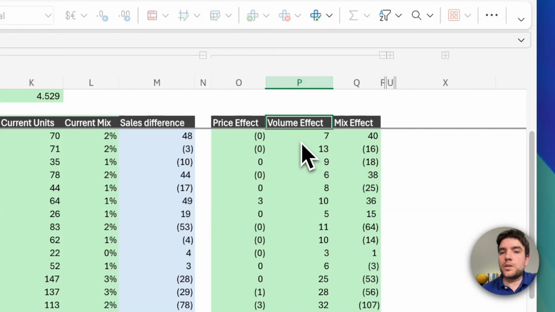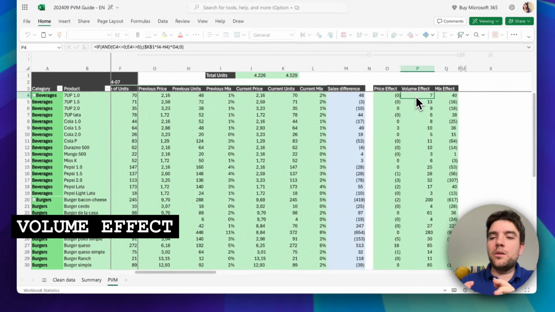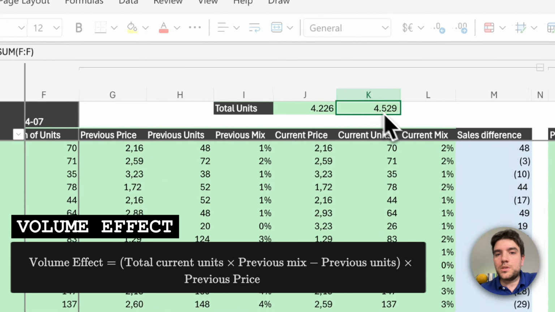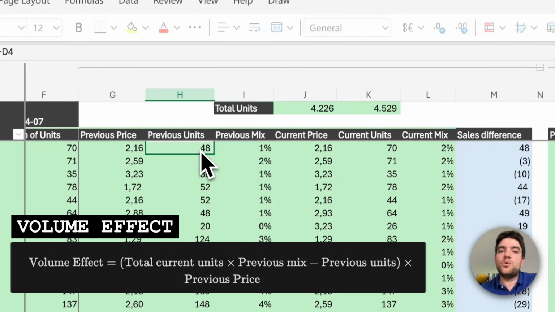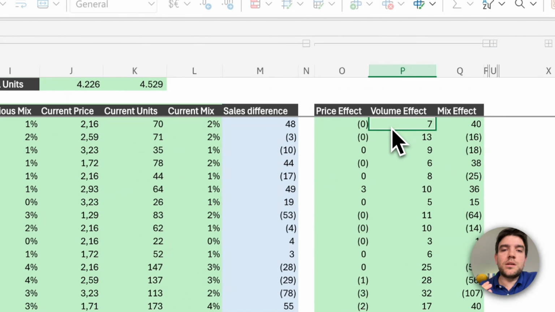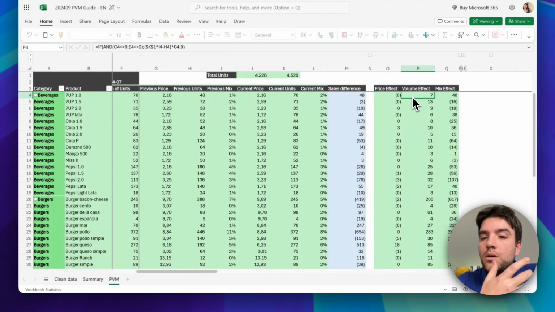Then we go to the volume effect. In volume, we're going to do a formula that is a little bit more tricky, but it's the following. We are going to grab the total units of the current period, which is this one. Then we're going to multiply it by the previous mix and subtract the previous units. That result, we're going to multiply it by the previous price. That is going to give us the volume effect, which basically means what is the effect our variation in units is having over the variation in revenue.